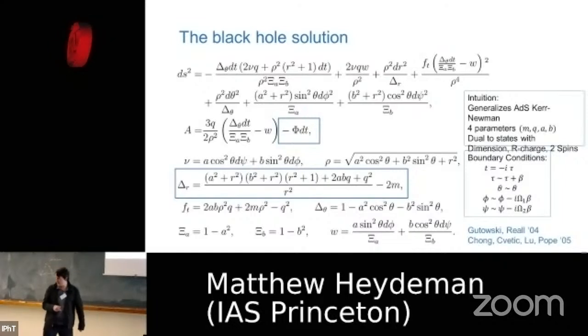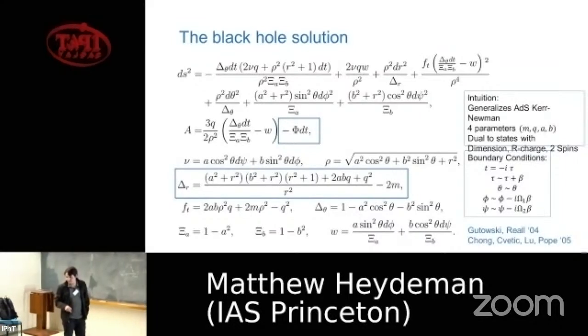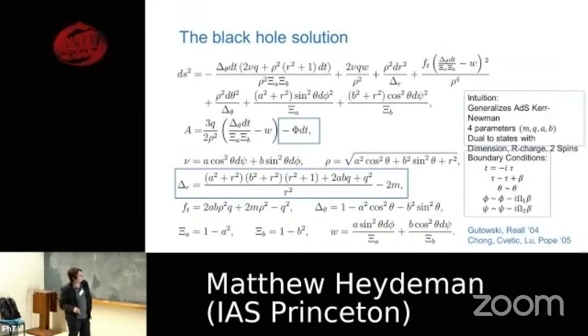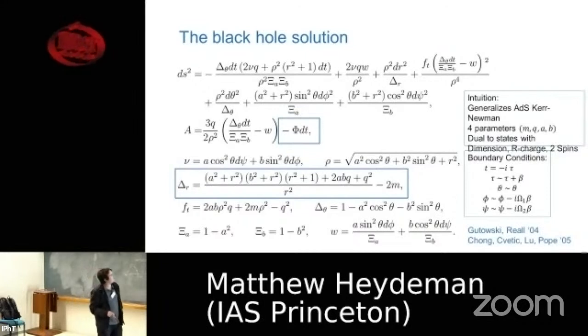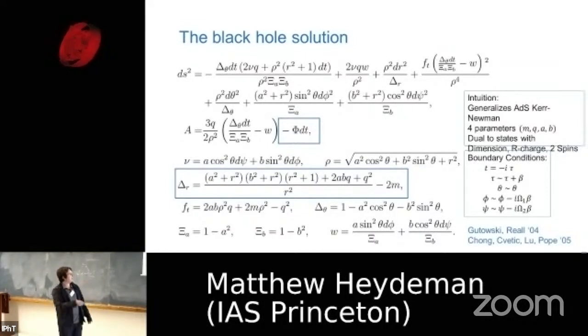One quick question. I thought that the Kunduri-Lucietti-Reall black hole had a strange horizon shape. Is that the Lorentzian form and I'm misremembering? I don't think it has a weird shape. This has 2 rotations inside of AdS5, and this is basically charged Kerr-Newman. This specific metric that I wrote down came from Chong, Cvetic, Lu, and Pope, which is just a version of Kunduri-Lucietti-Reall.